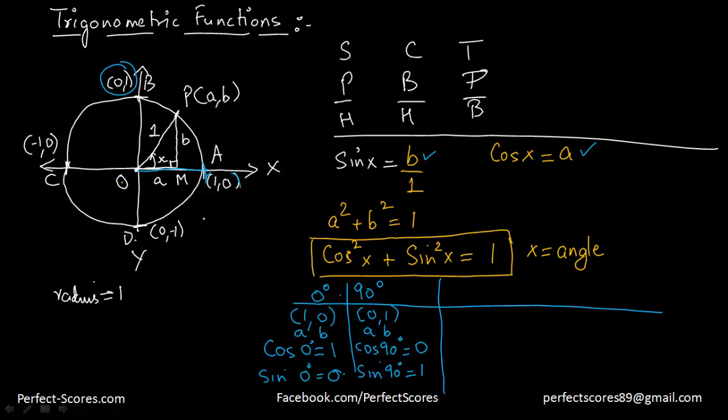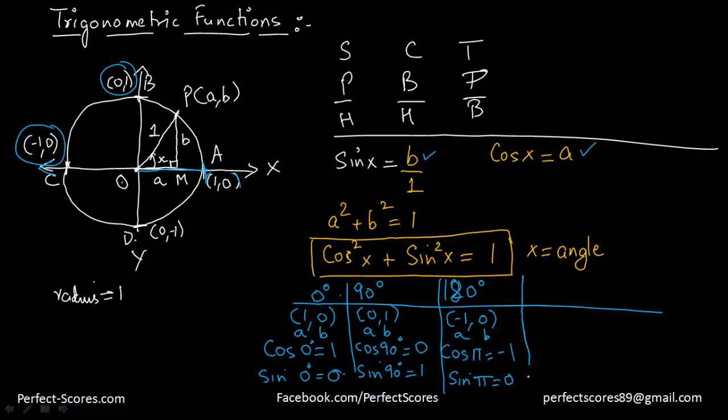Similarly, the next angle I'm interested in is 180 degrees. Here, the point is (-1, 0), so this is a and this is b. The value of cosine of 180 degrees, which you can also call pi, is equal to the value of a, which is negative 1.